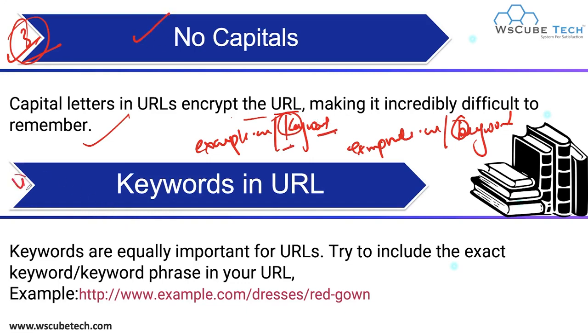Next we have keywords in URL. Keywords are equally important for your URLs. So try to include the exact keyword or your keyword phrase in your URL, but don't overdo it. The important keyword should be kept at the beginning of the URL, as the search engine pays greater attention to that part. Example, just like this, example.com/dresses/breadcrumb. If not possible on the home page itself, try to include the keyword in the URL for your blog, article or tool pages.